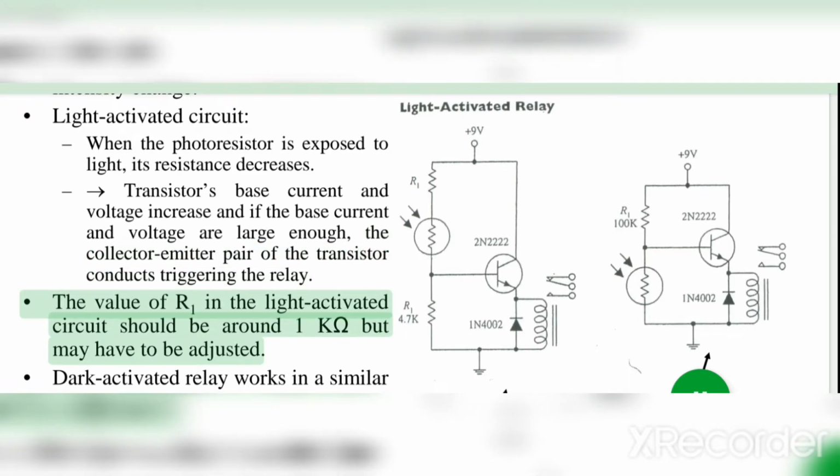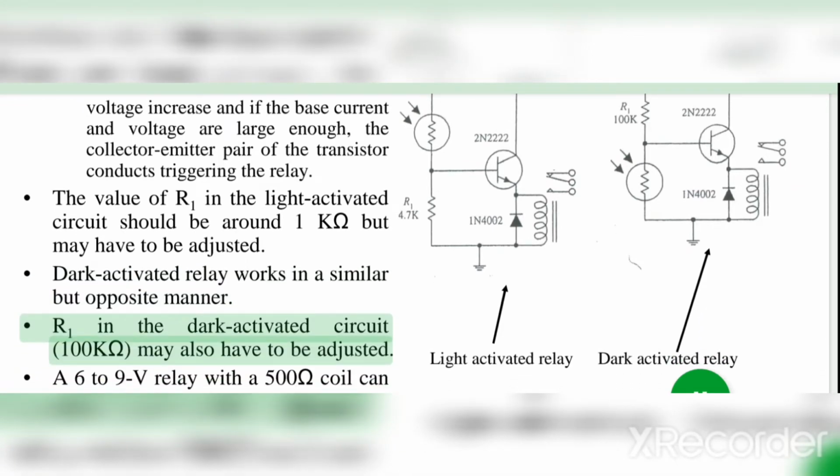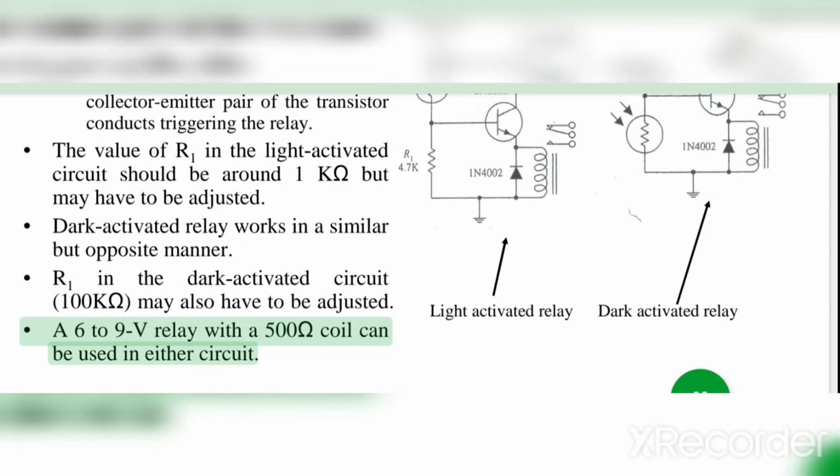The value of R1 in the light-activated circuit should be around 1 megaohm, but may have to be adjusted. The dark-activated relay works in a similar but opposite manner. R1 in the dark-activated circuit, 100 kilohms, may also have to be adjusted. A 6 to 9 volt relay with a 500 ohm coil can be used in either circuit. Light-activated relay. Dark-activated relay. Photodiode.